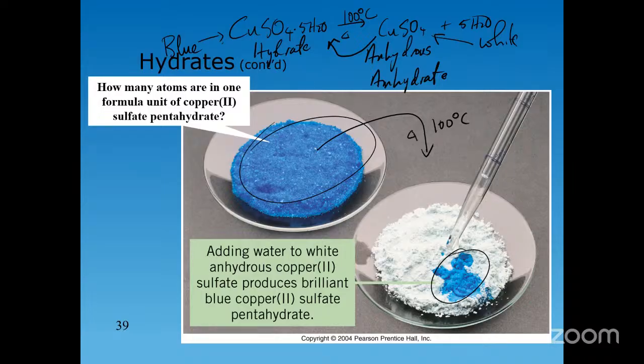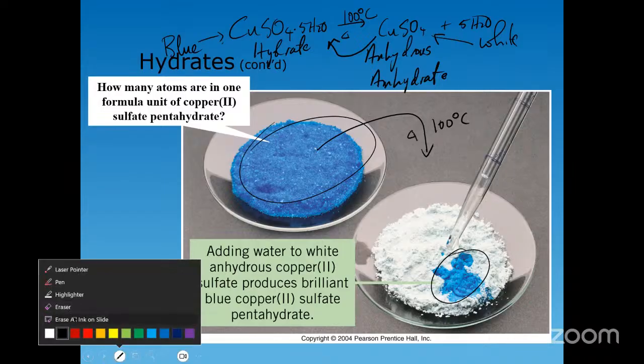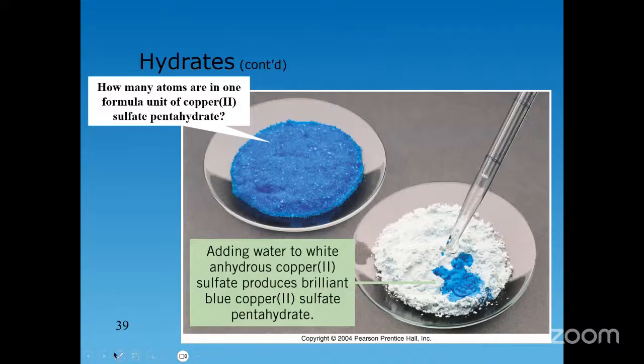Like in the case of, let me erase this here, in the case of barium chloride dihydrate. This is white, and if you heat it, you're going to end up with BaCl2 plus 2H2O. And this is also white.